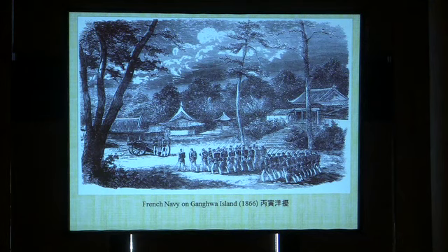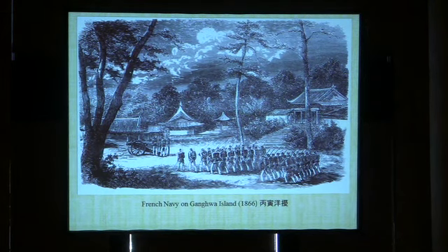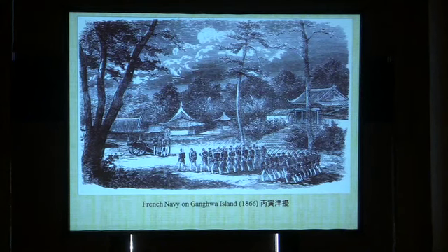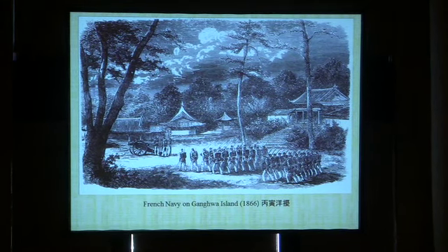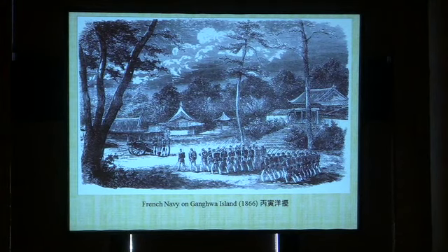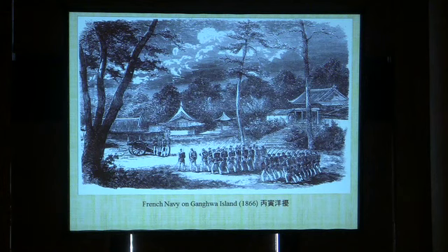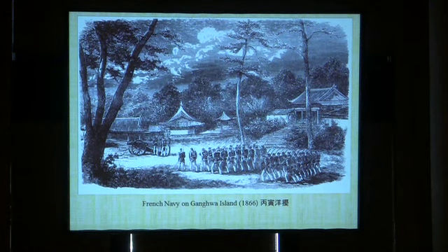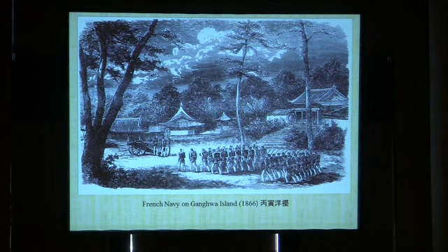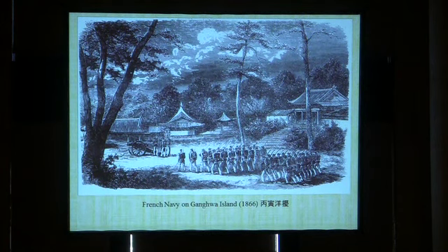Another scene of the invasion, and the buildings you see in this illustration are all on that Ganghwa Island, where the library called Oe Kyujanggak was, and it was sacked by the French Navy at that time. And the building was burned, and the books were all taken to France.